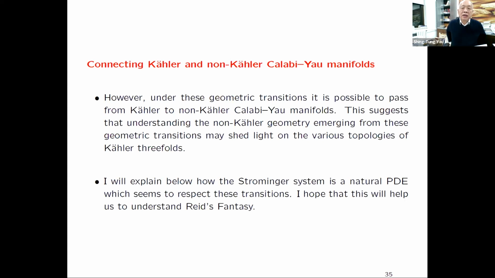So this is interesting in any case, because this may tell you how the topology of Kähler Calabi-Yau manifolds moves around when you go through some bleachers through this transition. So I would hope that the Strominger system will play a role for this transition. That's one of the reasons I'm interested in Reid's fantasy.